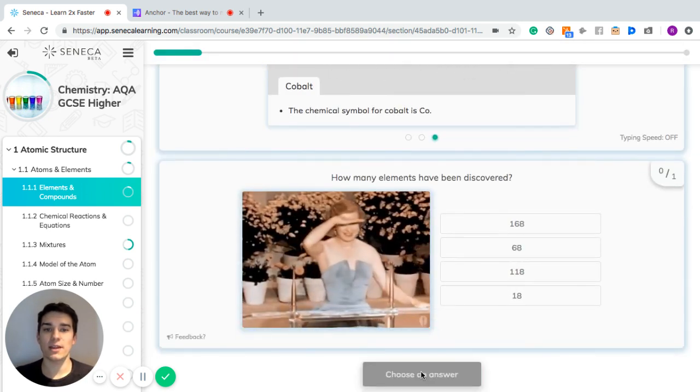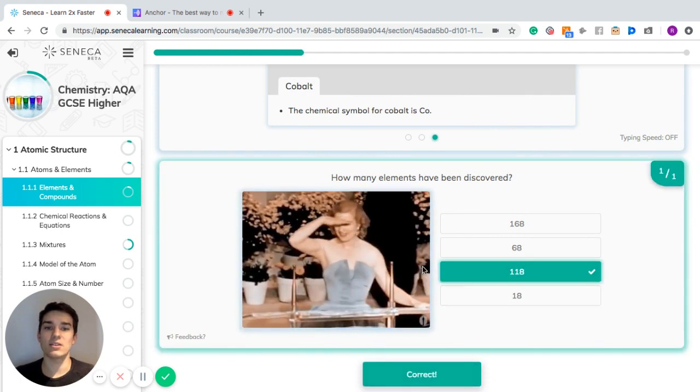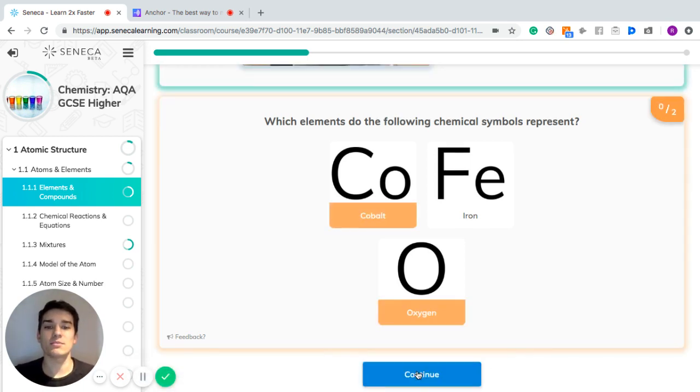So just to recap some of that, there are 118 elements that have been discovered. The chemical symbol for cobalt is Co, the chemical symbol for iron is Fe, and the chemical symbol for oxygen is O.